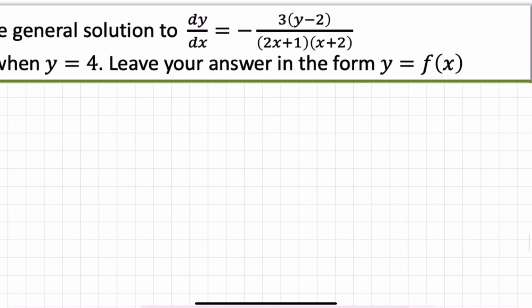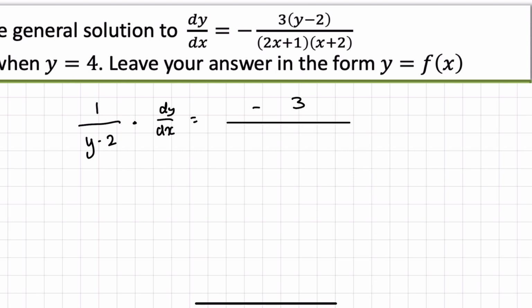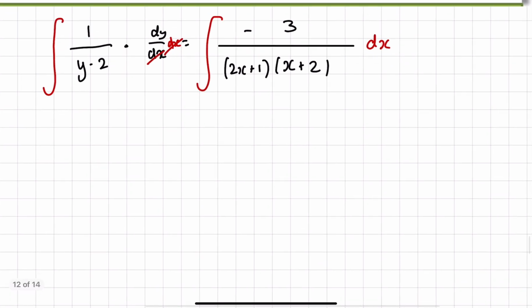Right, okay, I understand. We want to get this y minus 2 down here, right. So divide both sides by y minus 2. So 1 over y minus 2 times dy over dx equals minus 3 all over 2x plus 1, x plus 2. And then we're going to do the integral of that with respect to dx, and they cancel out quite nicely, and the integral of that with respect to dx. Fantastic.